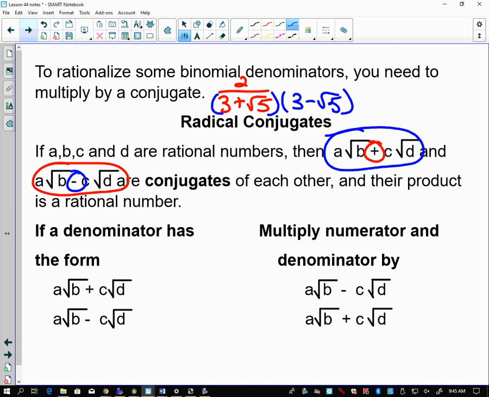I have to also do it on the top. Because what is 3 minus radical 5 over 3 minus radical 5? What is that equivalent to? 1. So have I changed the value of it at all?